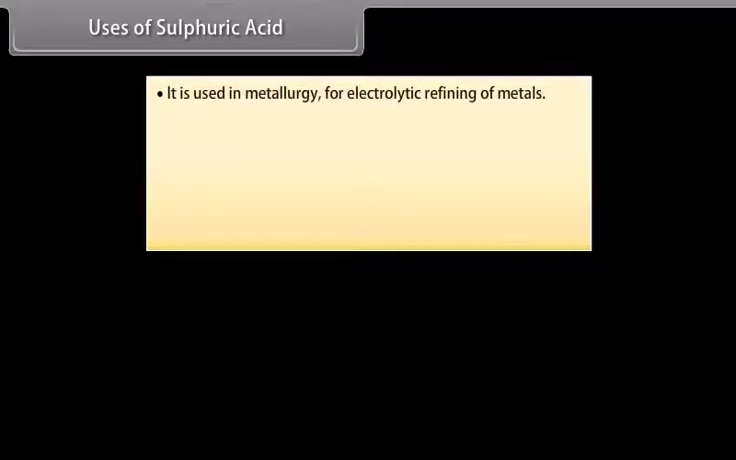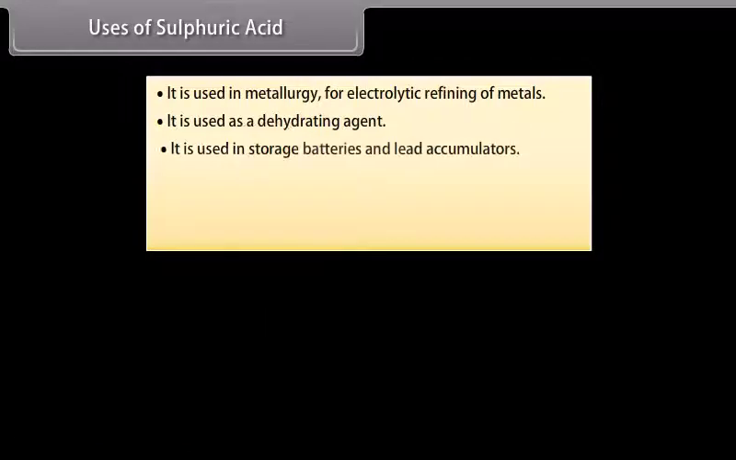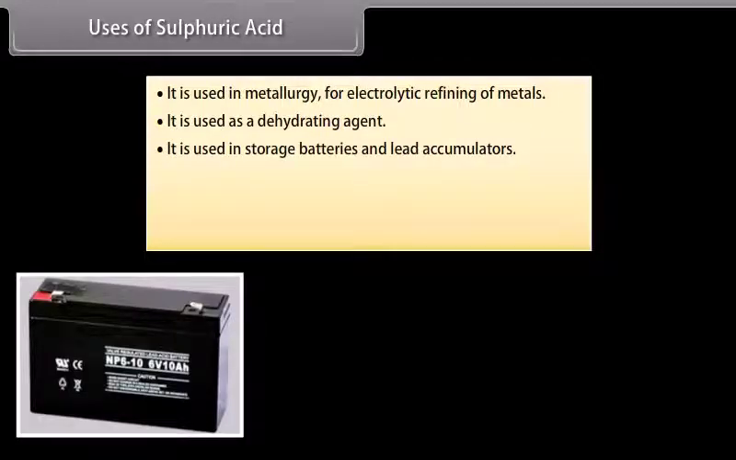Uses of sulfuric acid. The important uses of sulfuric acid are following. It is used in metallurgy for electrolytic refining of metals. It is used as a dehydrating agent. It is used in storage batteries and lead accumulators.